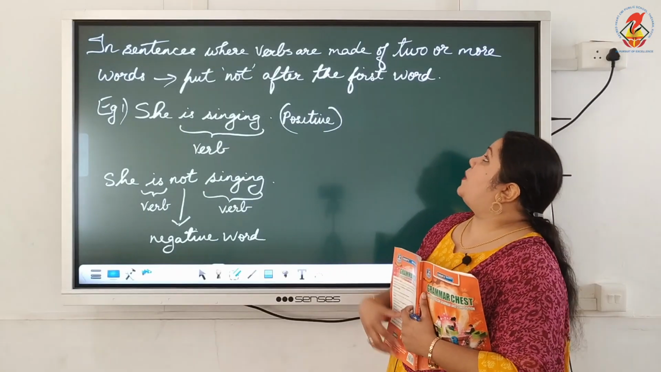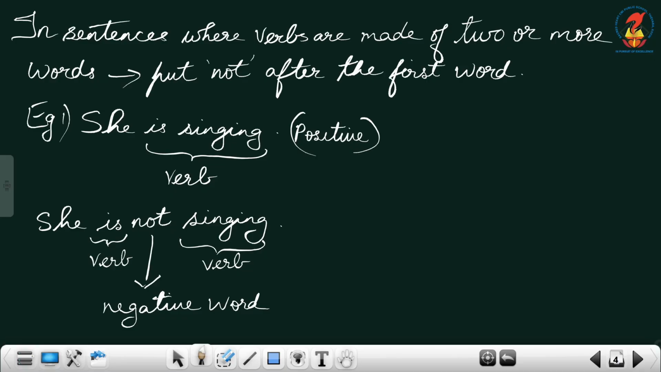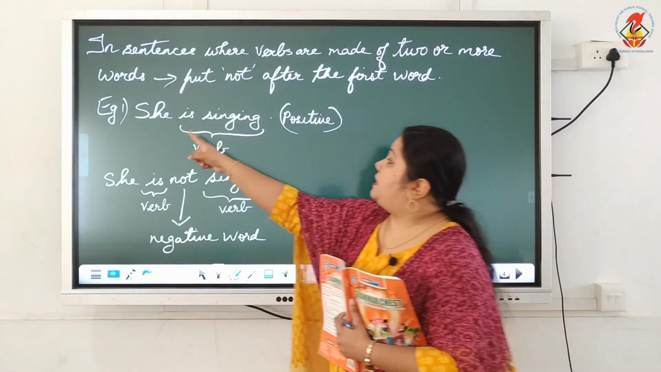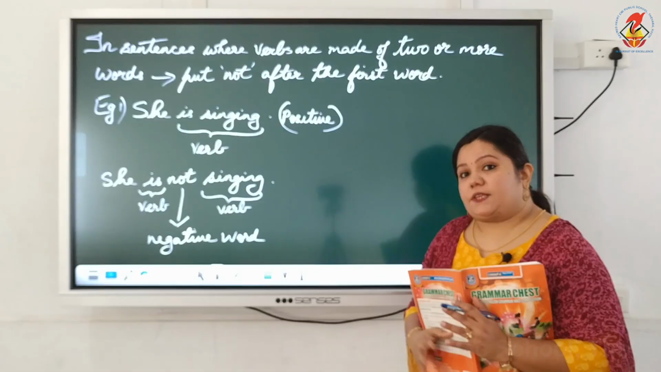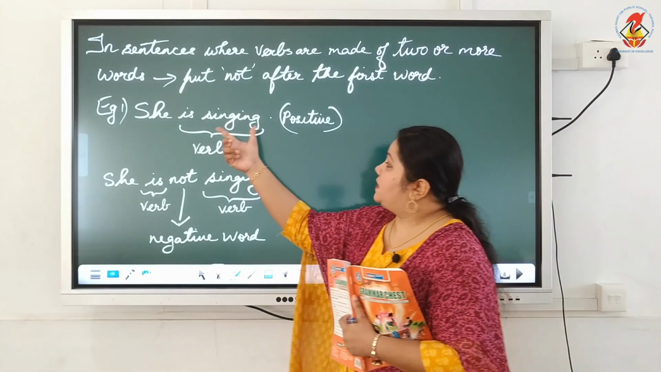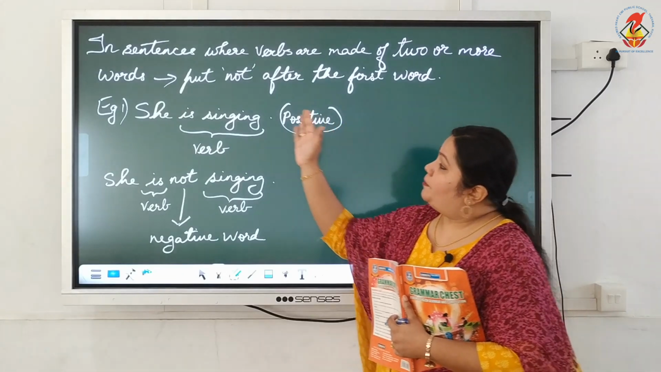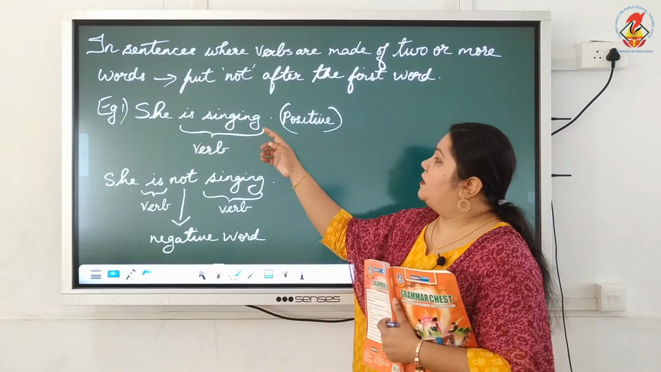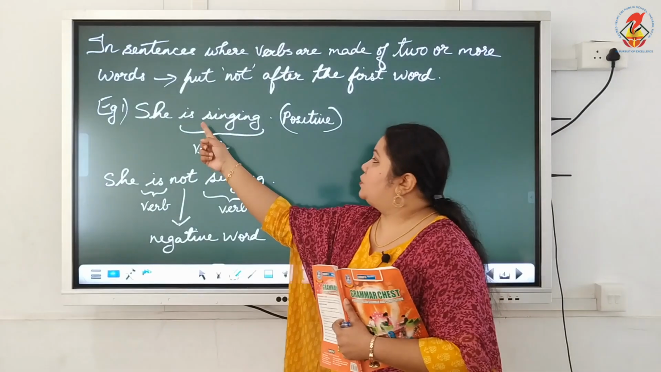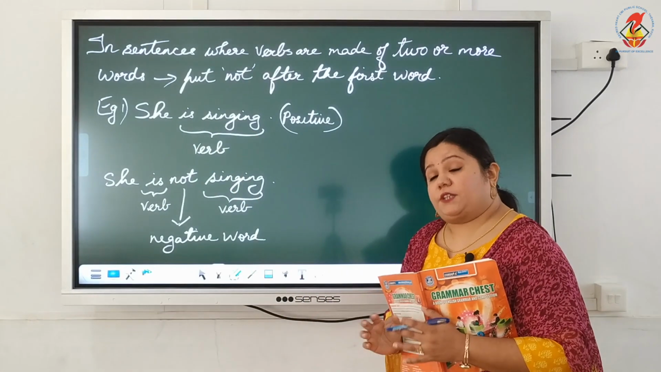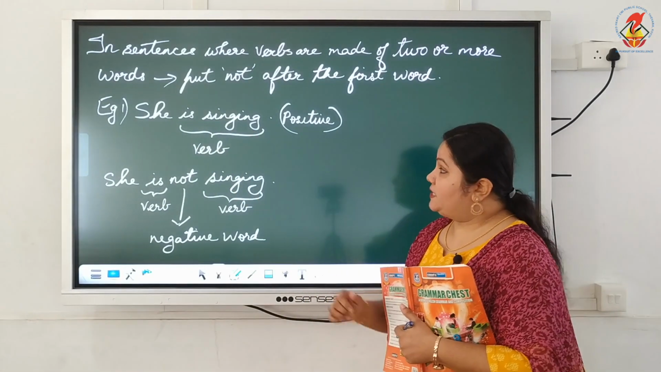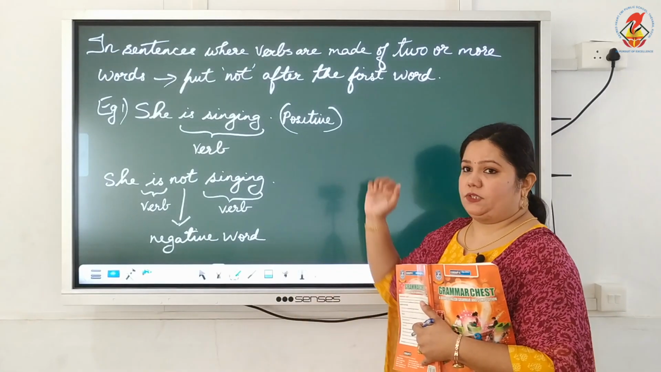Now, in a sentence when verbs are made up of two or more words, we put not after the first word. So here, she is singing. In this sentence, is singing is a positive sentence because there are no negative words here. The two words is singing are taken together as a verb. Is singing is a verb over here. It is a positive sentence.